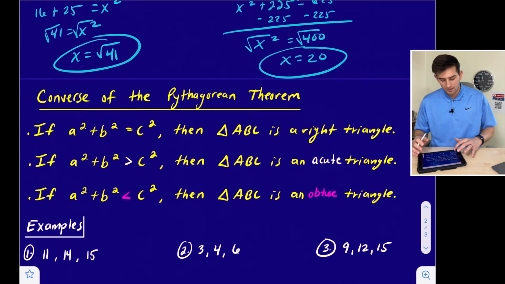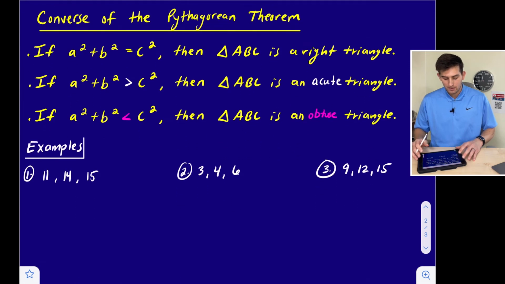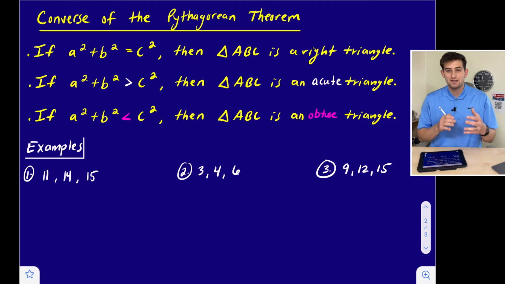Okay, so now let's talk about the converse of the Pythagorean theorem. When we're talking about the converse, basically that means they're giving us a triangle, but they're not telling us it's a right triangle. We have to prove it's a right triangle by using the Pythagorean theorem. If we're given three sides and they ask, does a squared plus b squared equal c squared? Well, if it does, then it's a right triangle. Also, the converse can tell us if the triangle is obtuse or acute.